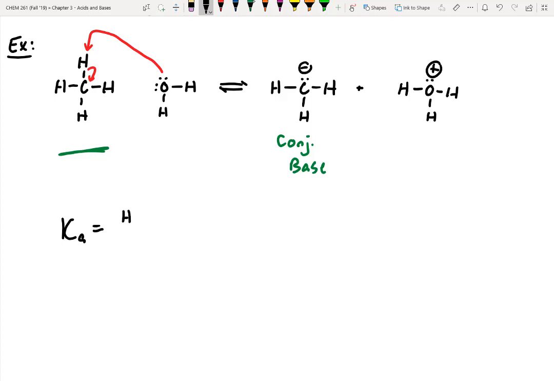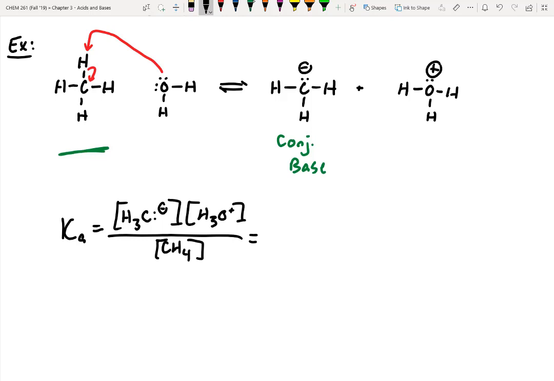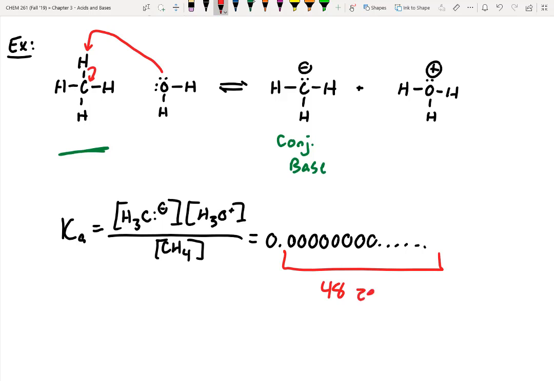of our CH3 lone pair with a negative charge times the concentration of hydronium ion over the concentration of methane is going to be equal to about 0.000000000, and I'm not even going to draw it all, because if you count all the zeros in here, there's about 48 zeros. It's an infinitesimally small number, right? Which means it really, really doesn't want to give up that proton.